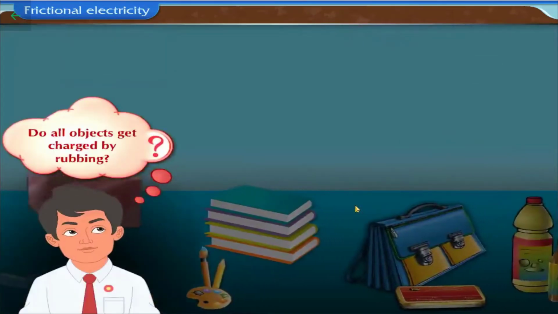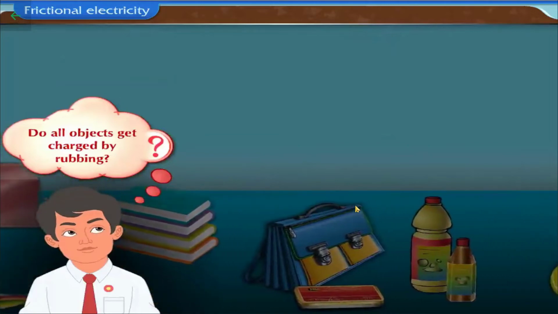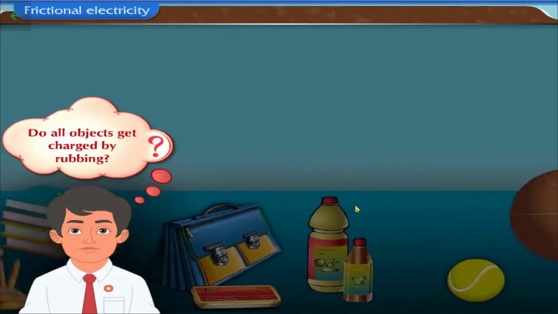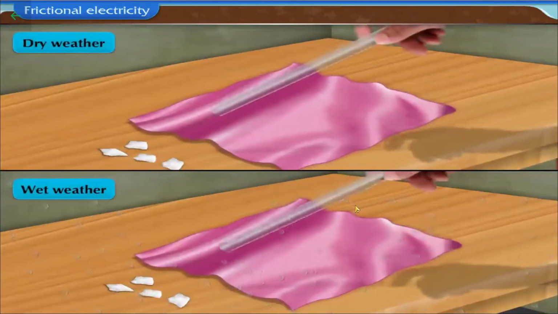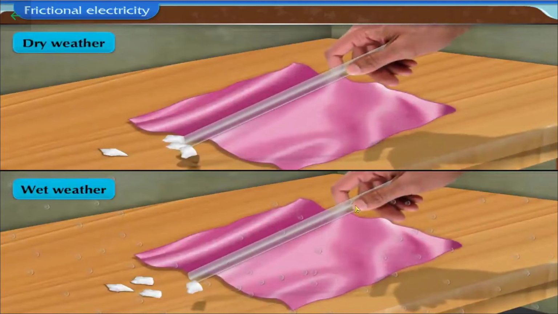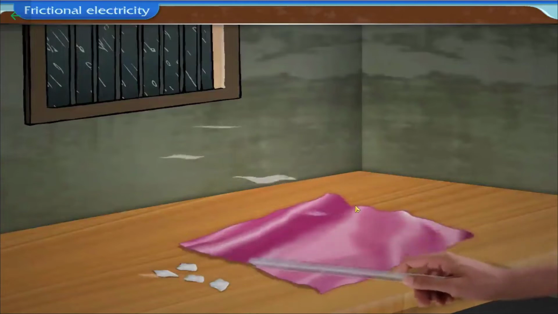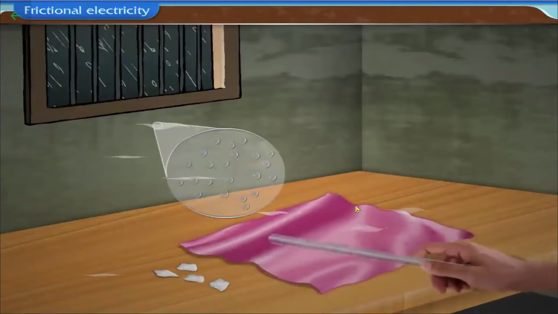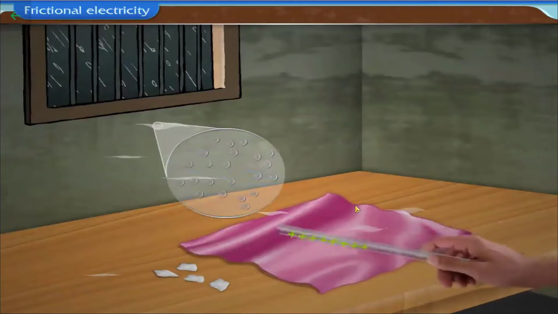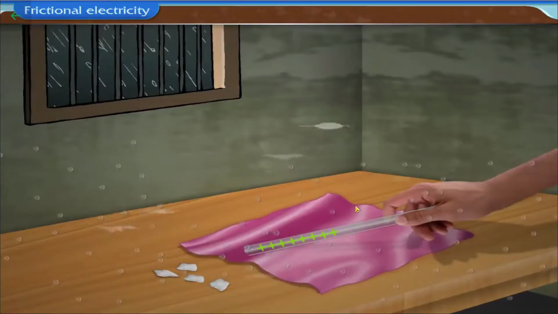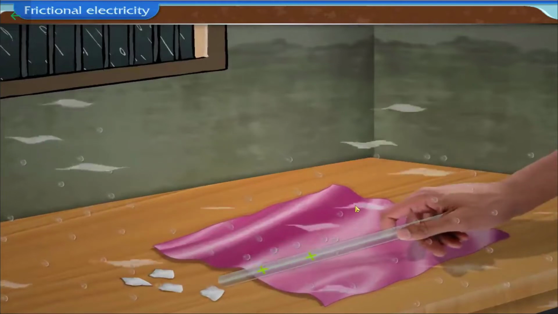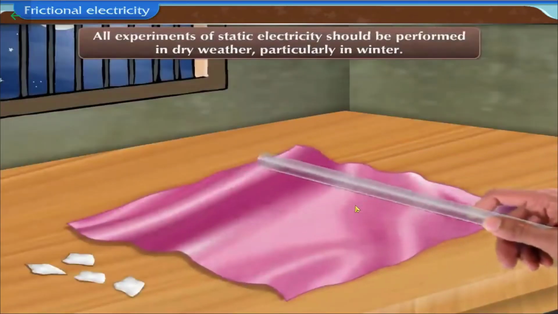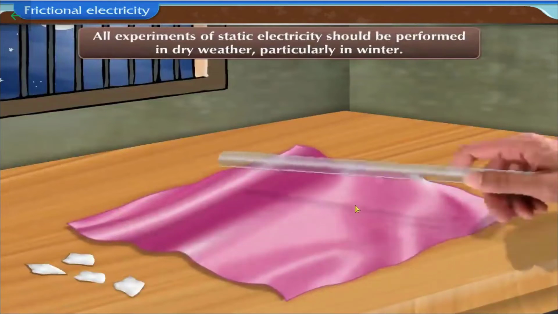Do all objects get charged by rubbing? What do you think? Yes. But the success of such experiments depends on how these experiments are performed and which weather they have been done in. The air surrounding us always has water molecules in it, especially in the rainy season. These water molecules present in the air absorb the electric charge present on the object. Therefore, we should perform all experiments of static electricity in dry weather, particularly in winter.